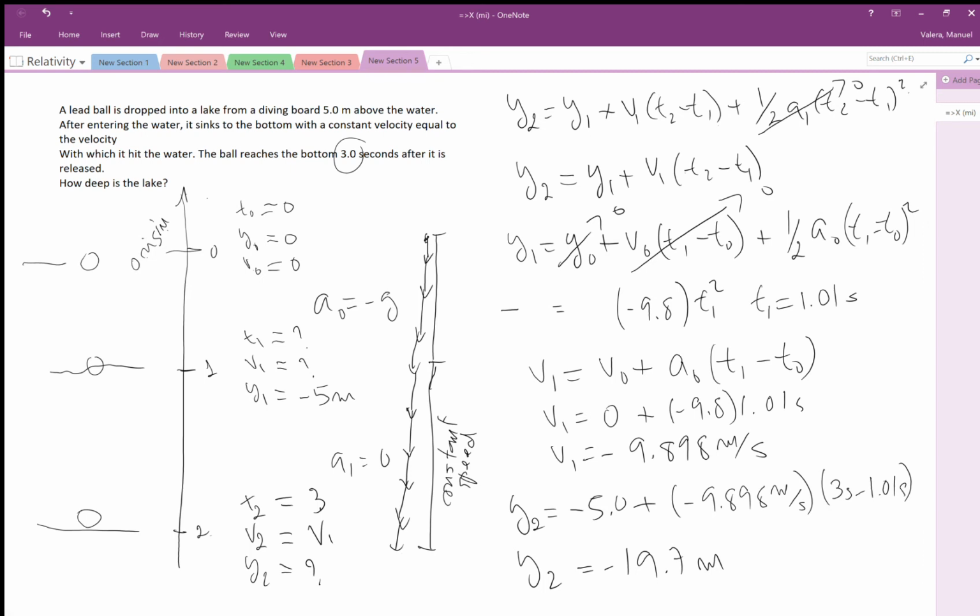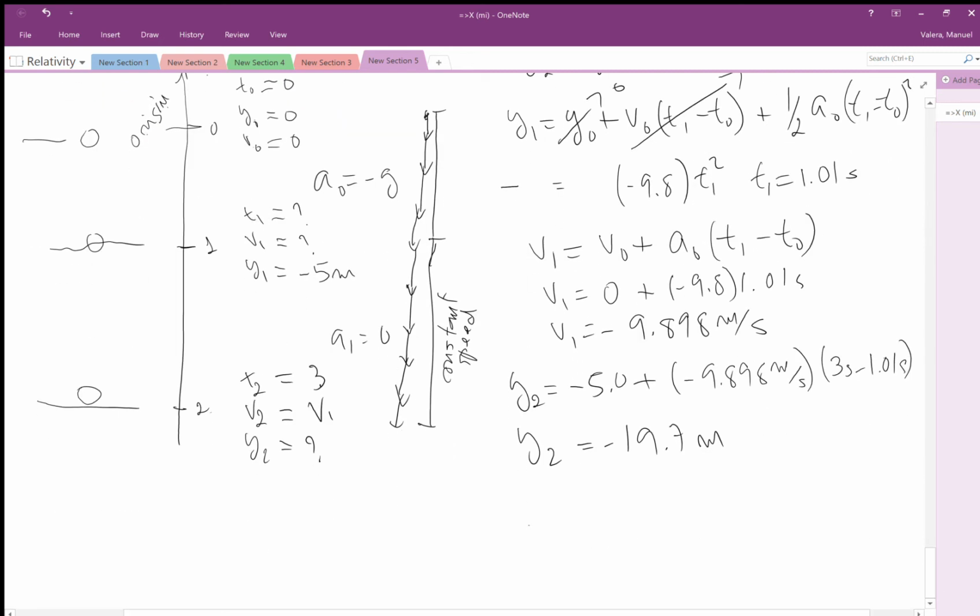So how deep is the lake? Well, the lake is y2 minus y1, right? Sorry, this number here is minus 24.7, and y2 minus y1 is equal to minus 19.7 meters. This is how deep the lake is.